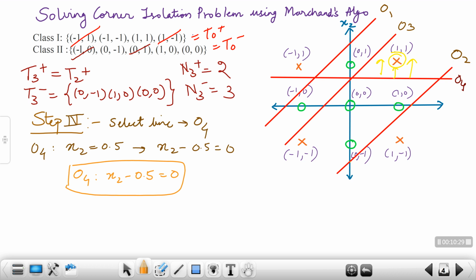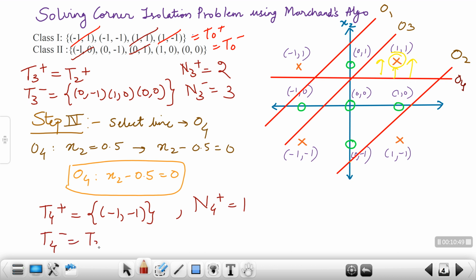Now, what is T4 plus and T4 minus? At this particular step, we have to calculate T4 plus. Now, which is a pattern which is classified? 1, 1 is classified. So minus 1 comma minus 1 is still remaining to be classified, and hence n4 plus is equal to 1, and T4 minus, nothing is classified from class 1, so it is same as T3 minus, and n4 minus will be same as n3 minus, that is 3.